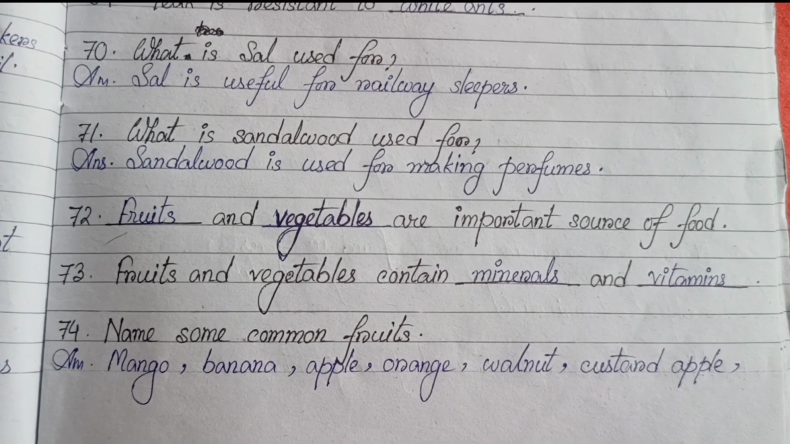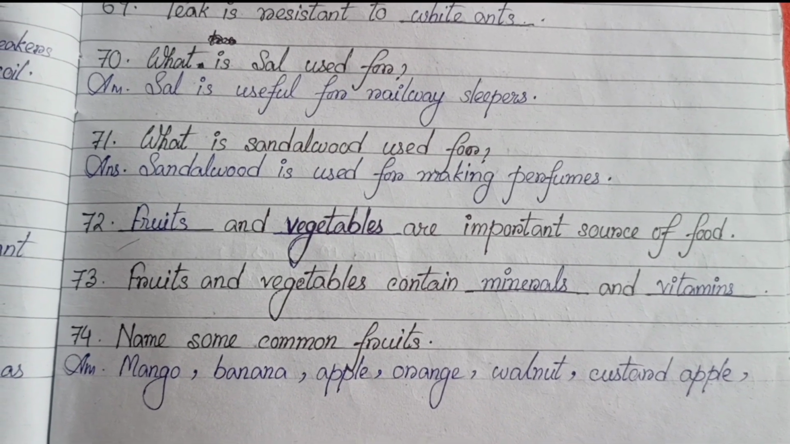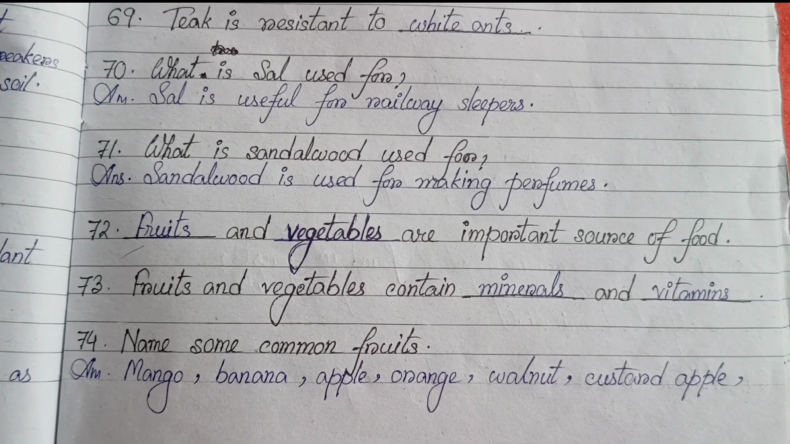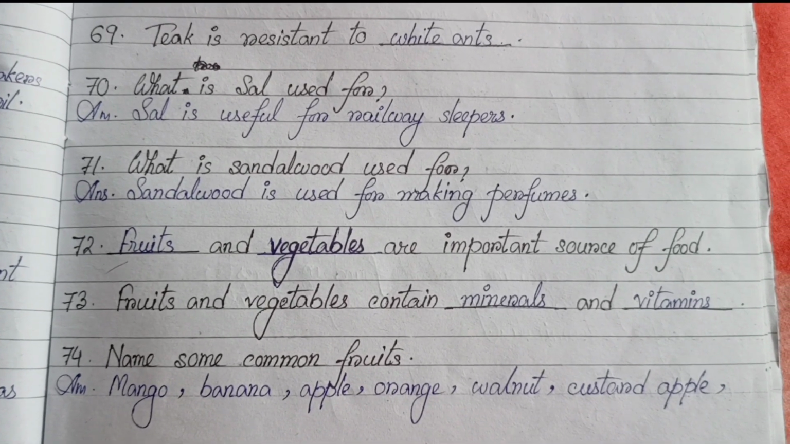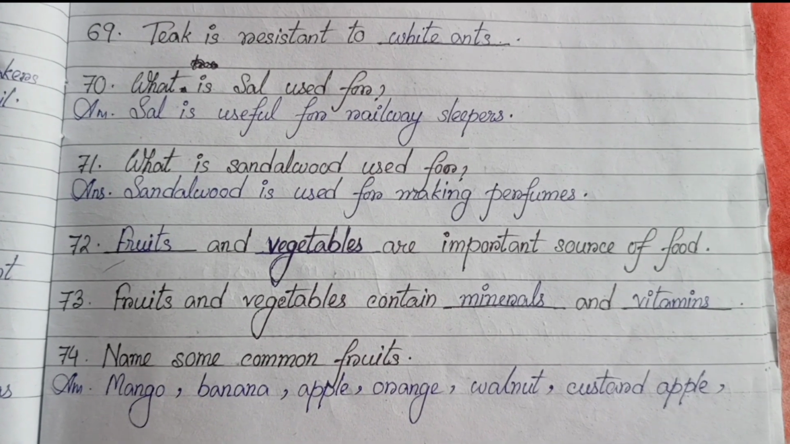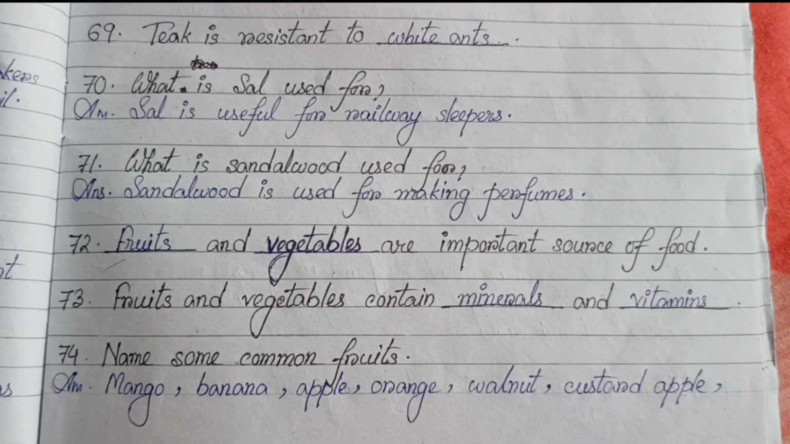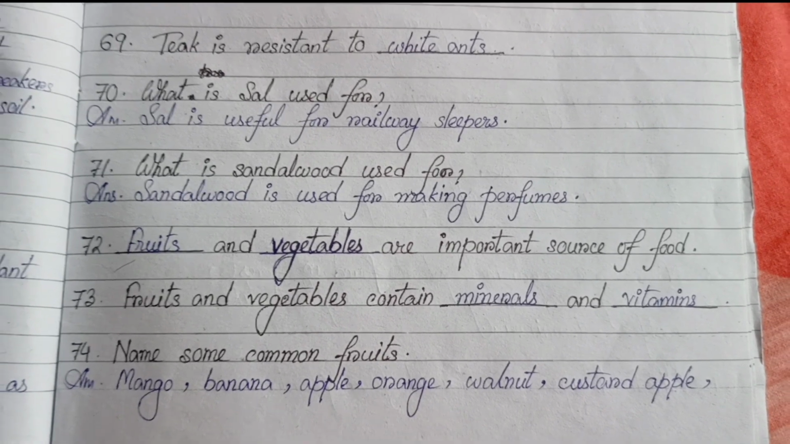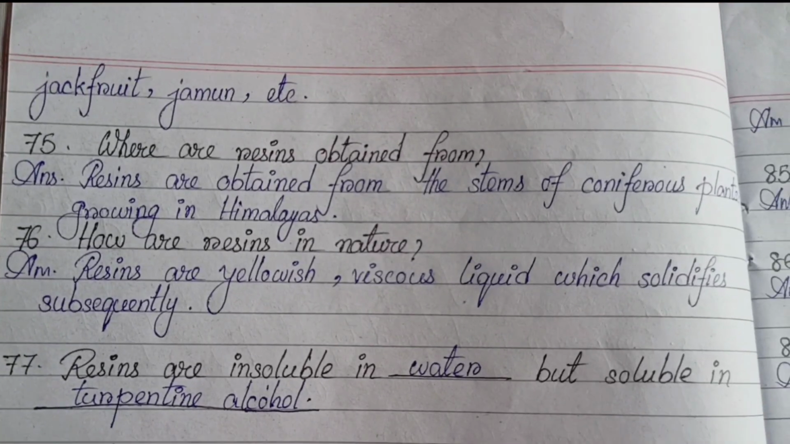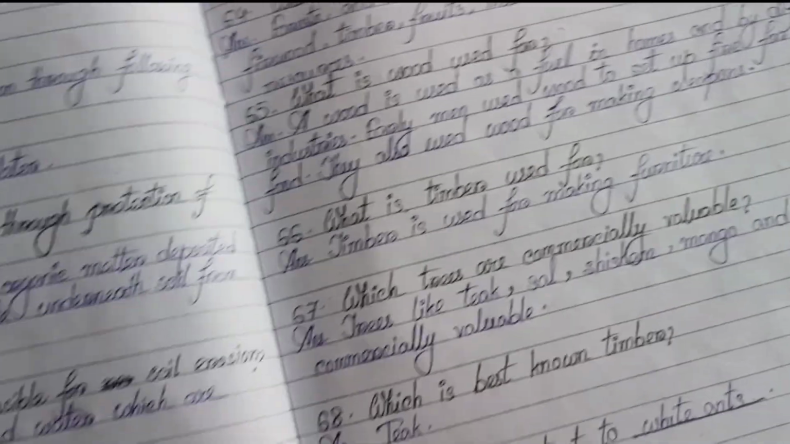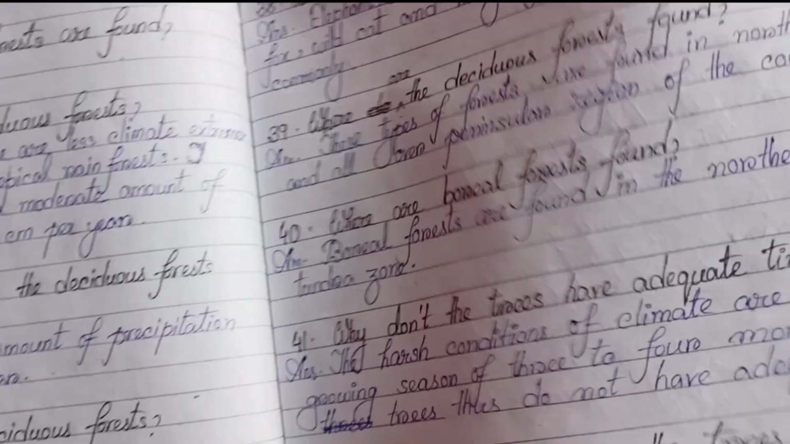72. Fruits and vegetables are an important source of food. 73. Fruits and vegetables contain minerals and vitamins. 74. Name some common fruits: mango, banana, apple, orange, walnut, custard apple, jackfruit, jamun, etc.